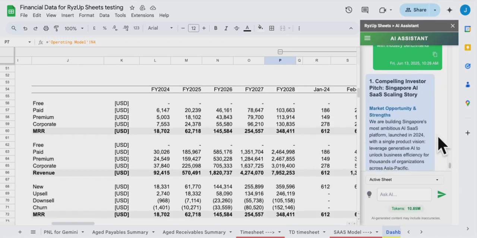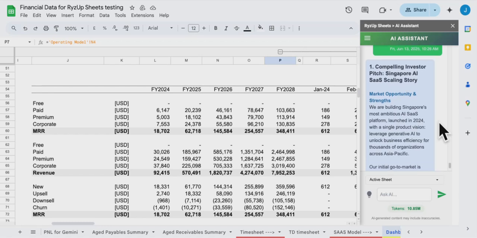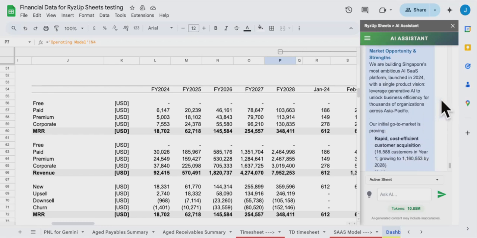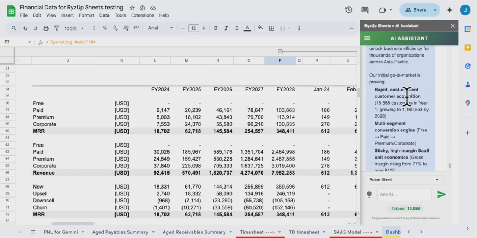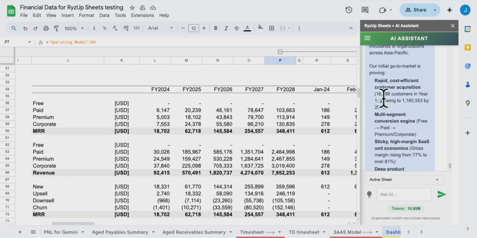So let's see what it is telling us. It starts with the compelling investor pitch. It starts with market opportunity and strengths. It says we are building Singapore's most ambitious AI SaaS platform launched in '24 with a single product vision: leverage generative AI to unlock business efficiency. Our initial go-to-market is proving that we are rapid, cost-efficient in customer acquisition, and it shares the numbers which it has picked up from this data.